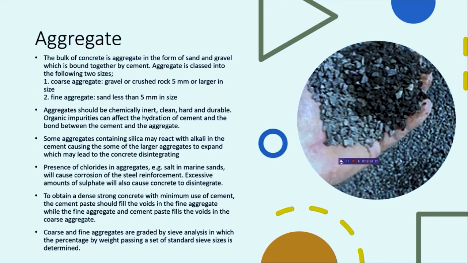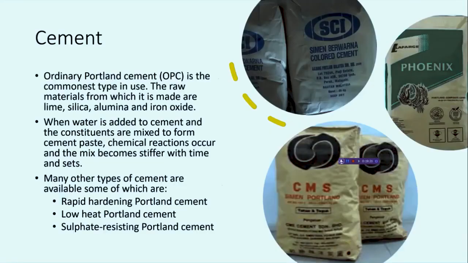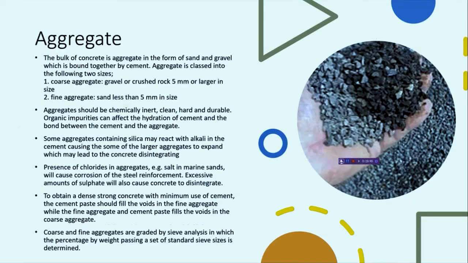Materials here we have aggregate. So we have learned about cement just now, because this is what is in reinforced concrete. So the bulk aggregate is aggregate in the form of sand and gravel which is bound together by cement. Aggregate is classed into two: one is coarse aggregate and one is fine aggregate. Okay, so you can read: aggregate should be chemically inert, clean, hard and durable. Organic impurities can affect the hydration of cement and the bond between the cement and the aggregate. For aggregate we also must make sure there are no organic impurities. So organic impurities are, for example, vegetation especially.